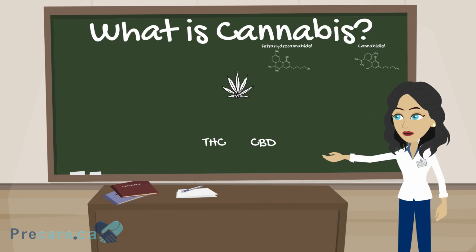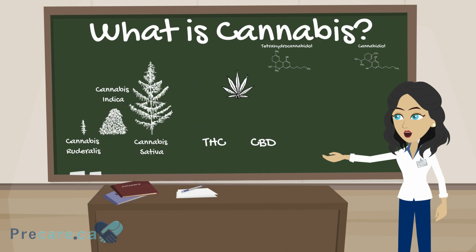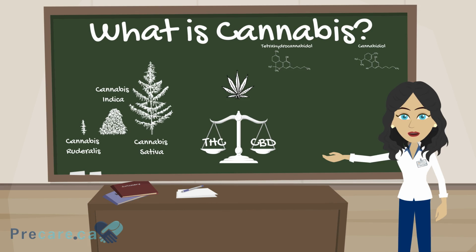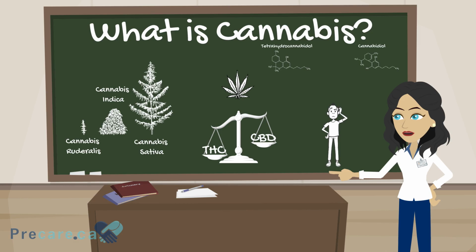However, it is important to note that there are many types or strains of cannabis, which typically depends on the specific THC to CBD ratio. Depending on this ratio, some strains have different kinds of effects than others. For example, if a strain of cannabis has a higher ratio of THC to CBD, it's more likely to affect your judgment, coordination, and decision-making.